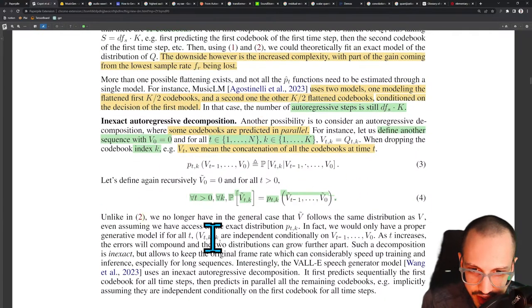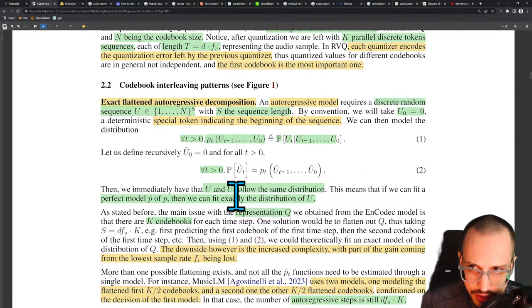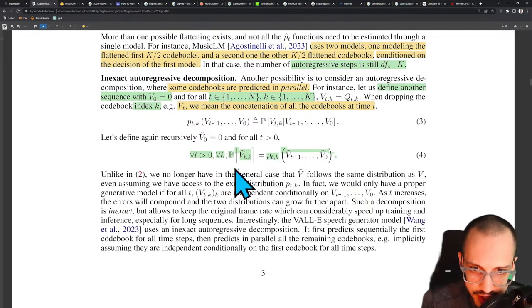This is kind of needless, you know what I'm saying? I don't think you need these for all t. I'm not liking these necessary formalisms that they're putting in here. We no longer have the general case that follows the same distribution as v, even assuming we have access to the exact distribution. We immediately have, okay, so they're saying that here you have the same distribution, but here you do not have the same distribution.